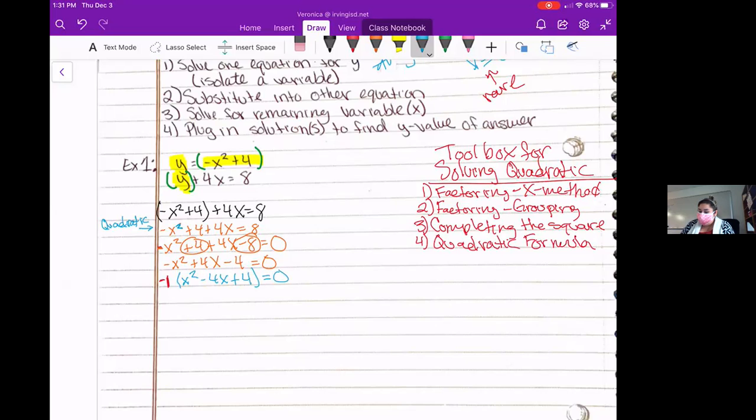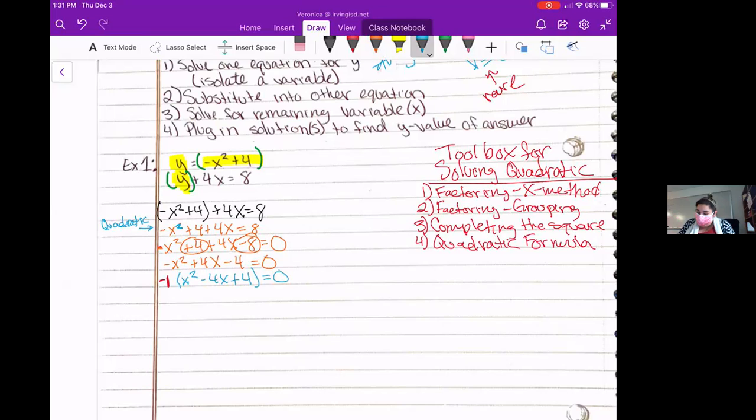If I were to redistribute it in, it would give me exactly where I came from. Negative 1 times x squared, negative x squared. Negative 1 times negative 4, positive 4x. Negative 1 times a positive 4, negative 4, okay? All I did was undistribute. I took it out. Now I can work with what's inside the parentheses, so the blue part.